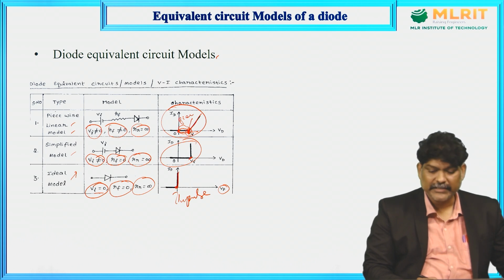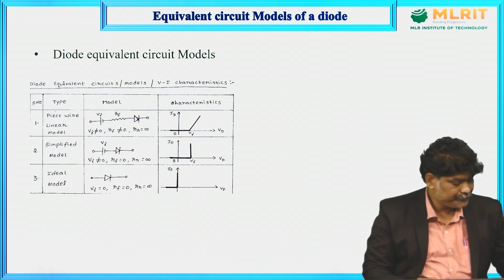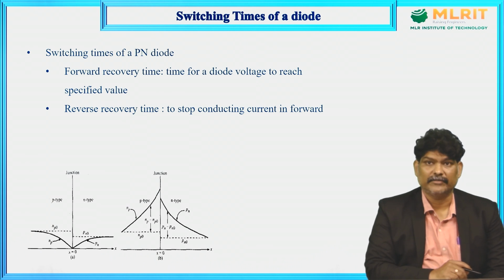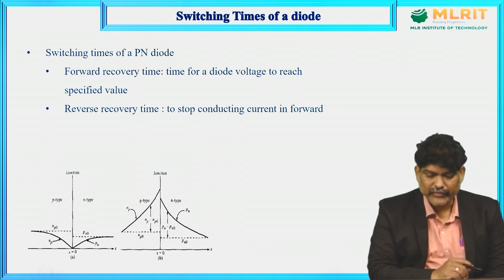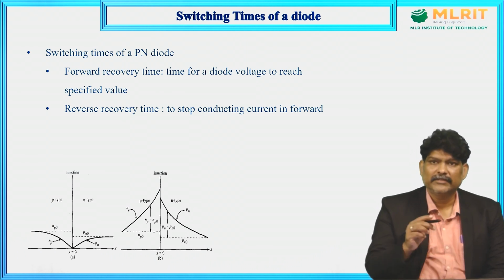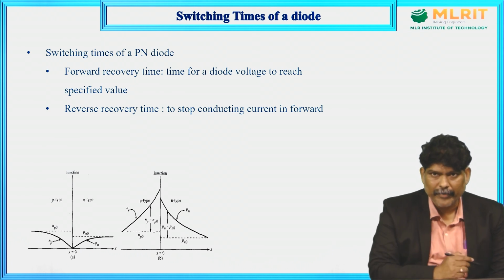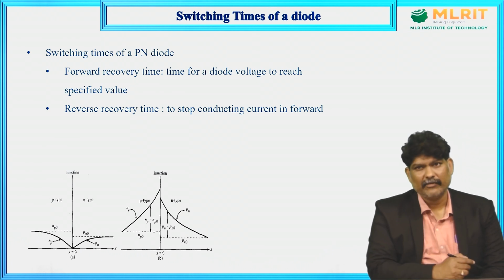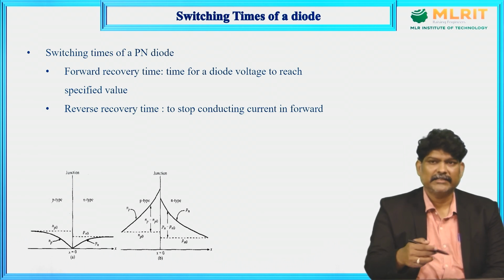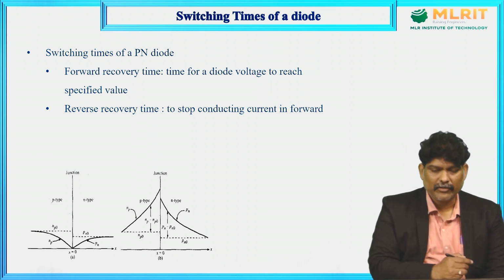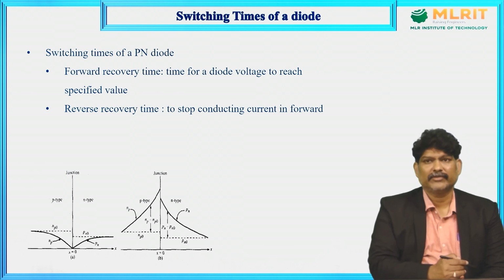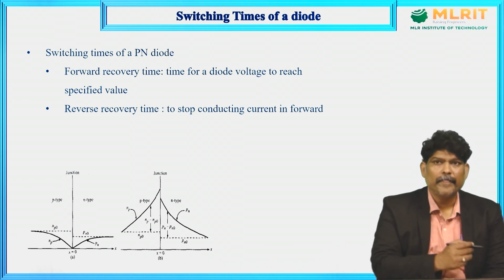Next, let us see the switching times of a diode. So what do the switching times of a diode mean? The diode can also operate as a switch. So if you connect it in a forward bias condition, it acts as an on switch. In contrast to this, if you apply reverse bias to a diode, it acts as an off switch.